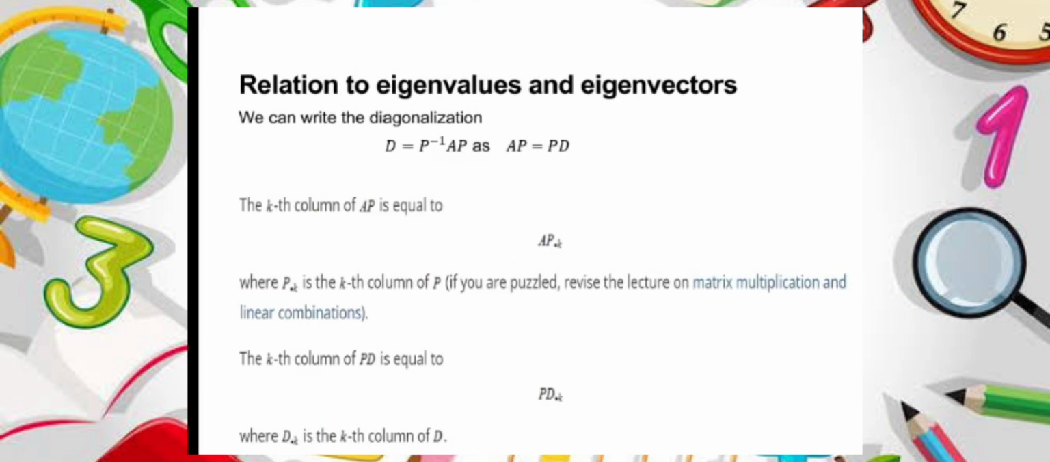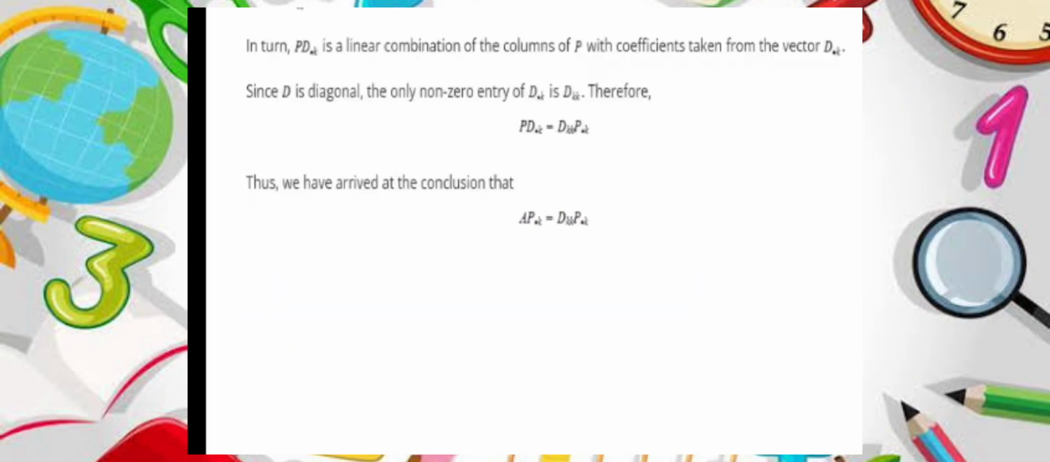The k-th column of PD is equal to P D_k, where D_k is the k-th column of D. In turn, P D_k is a linear combination of the columns of P with coefficients taken from the vector D_k. Since D is diagonal, the only non-zero entry of D_k is D_kk. Therefore, P D_k equals D_kk P_k. Thus, we have arrived at the conclusion that A P_k equals D_kk P_k.